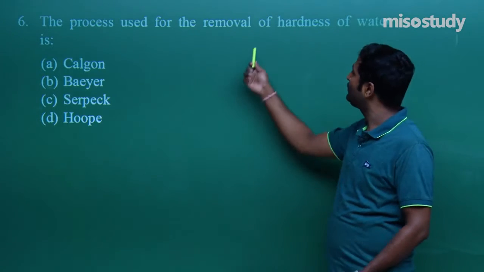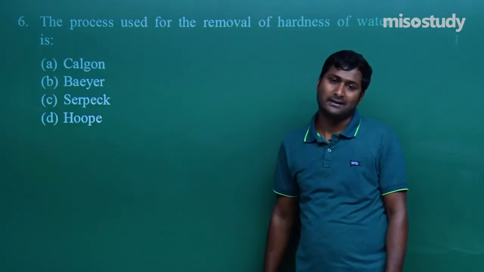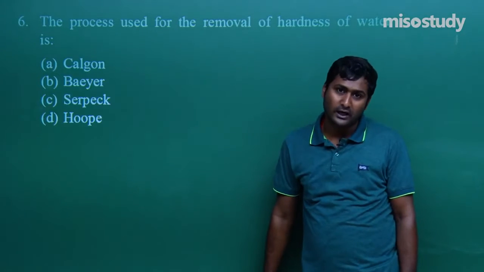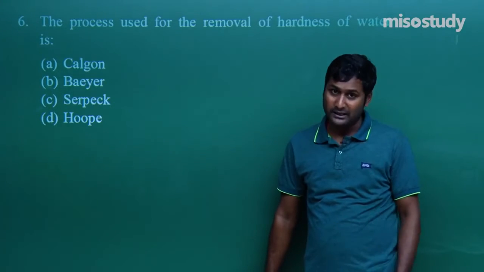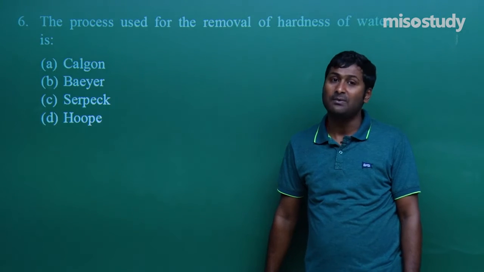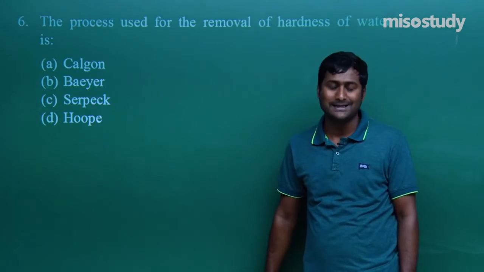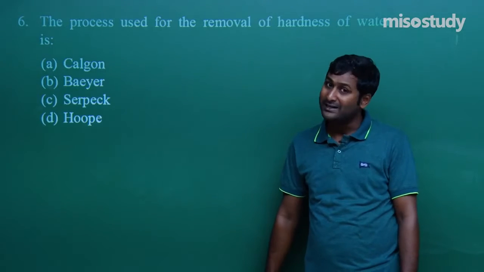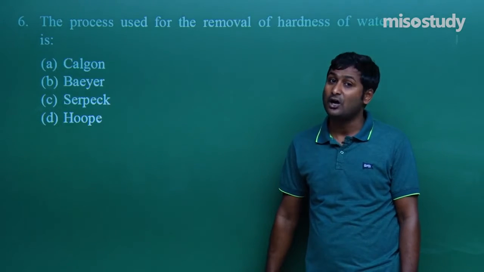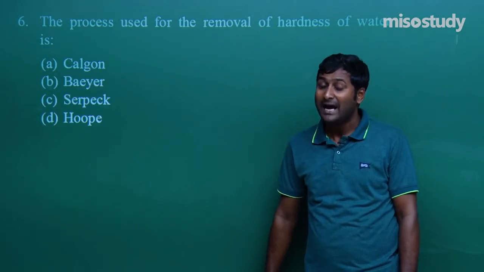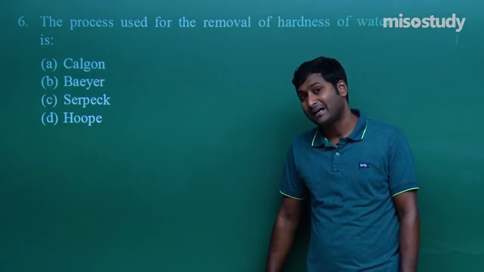The process used for the removal of hardness. First of all, tell me what is hardness. Hardness is in those waters which do not form lather with soap; they are known as hard water, and water which forms lather easily is known as soft water. What is the reason for hardness? It is due to the presence of bicarbonate, chloride and sulfate of calcium and magnesium.